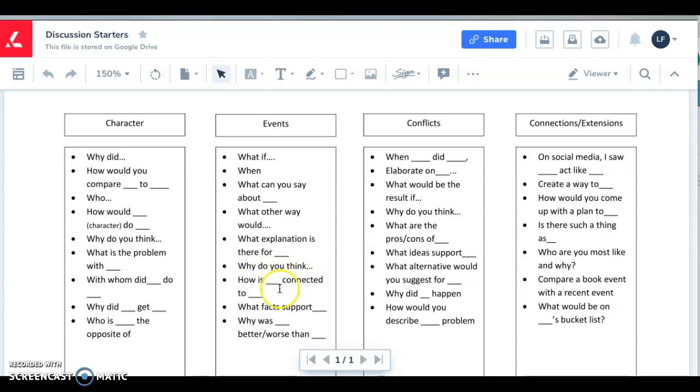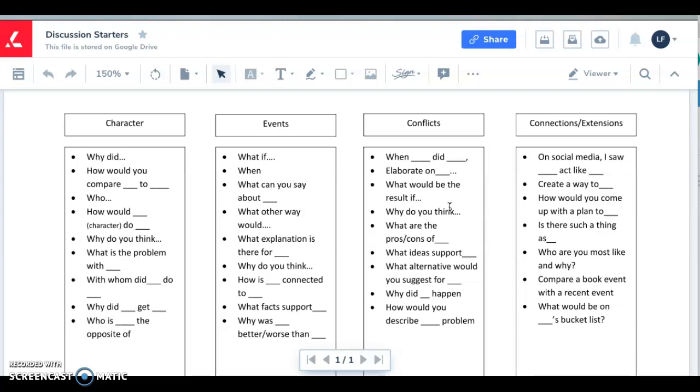How is blank connected to blank? How is Star connected to her friend Kenya in the book? Those are examples that you could do with The Hate U Give. I know everybody's kind of reading something different, but that's a good starting place. So these help you ask a question. What I would do is take your sentence frame, write it on a piece of paper, and fill in the blanks. Then when you go to record your video, ask your question.